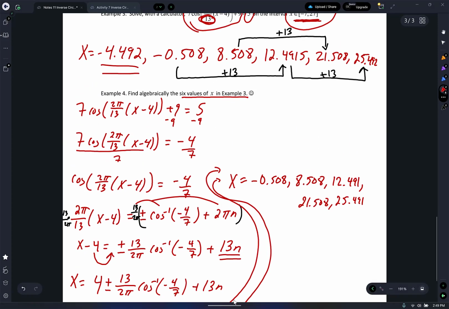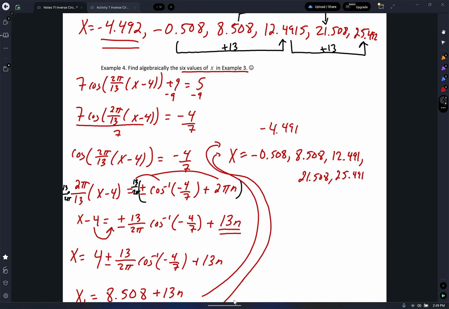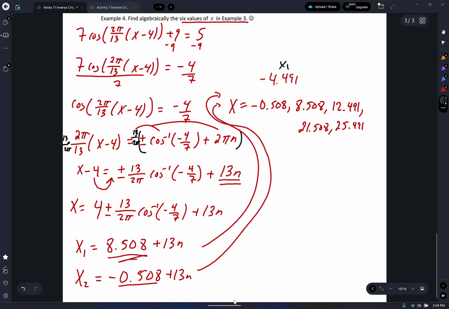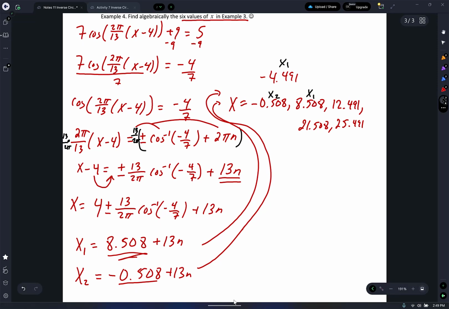So negative 4.491. I'll tell you where all of them came from. The negative 4.491 came from x1. The 0.508 came from x2. The 8.508 came from x1. The 12.492 came from x2. The 21.508 came from x1. And the 25.491 came from x2.